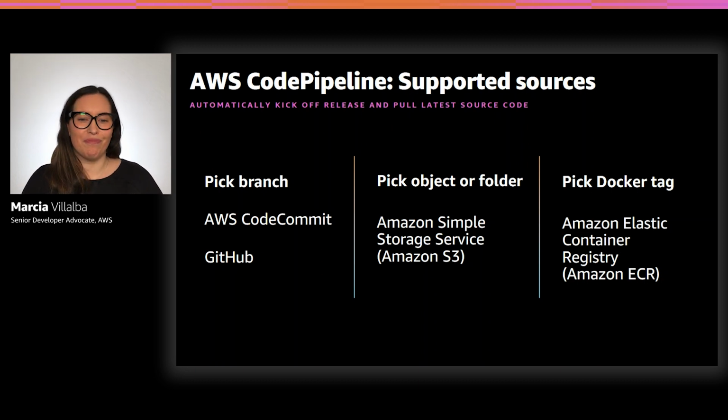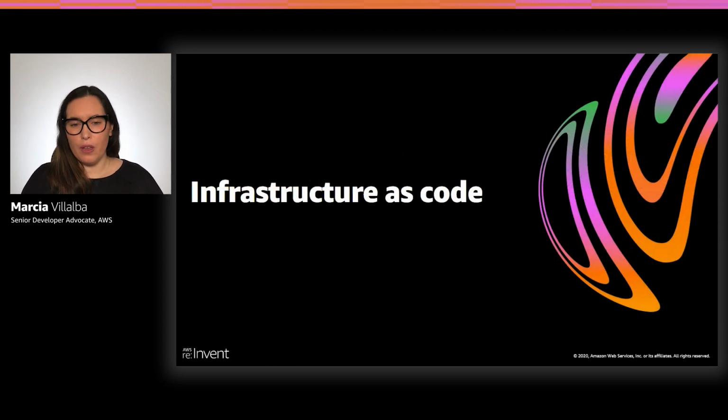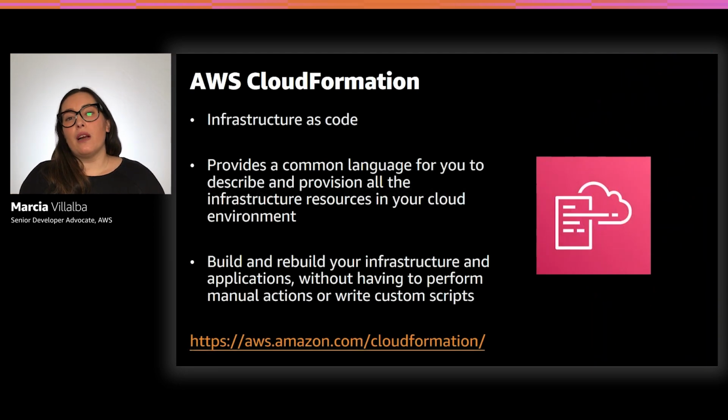process will start. So let's start now with the first stage, that is the source. And in here, I want to talk about the infrastructure code and the code itself of your functions. Let's start with the infrastructure code. The infrastructure code, if you're familiar with AWS, you might know CloudFormation. That is our native way to do infrastructure as code. It's a common language where you can define all your infrastructure resources, and then it's a service that helps you to build and rebuild your infrastructure as it changes. So you don't need to run any manual actions or write any kind of scripts.